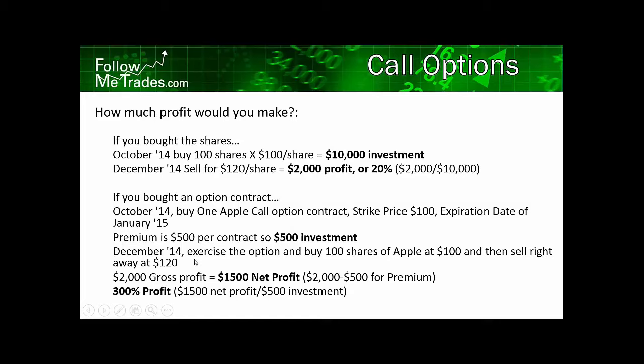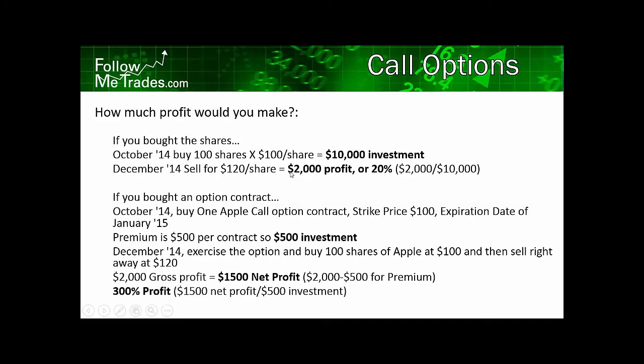And let's say in December you exercise that option. You buy the 100 shares of Apple at 100 and you sell them right away for 120. You made $2,000 gross profit. Now you had to pay $500, so you made $1,500 net profit. That's a 300% profit, right?